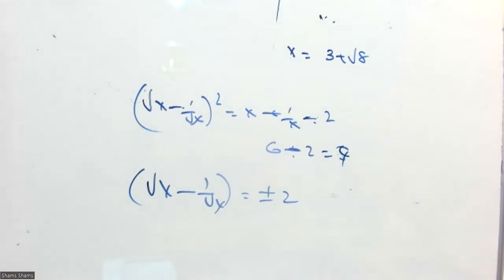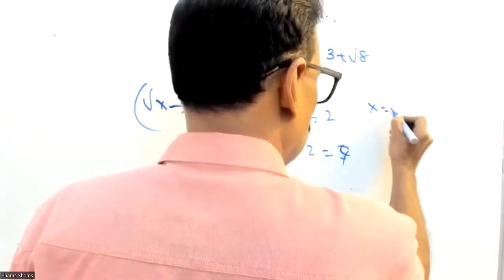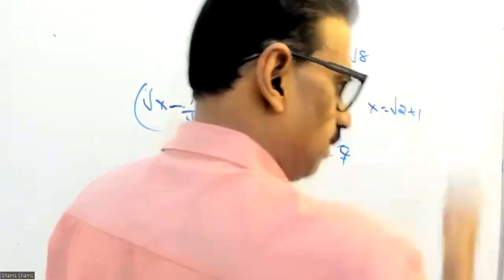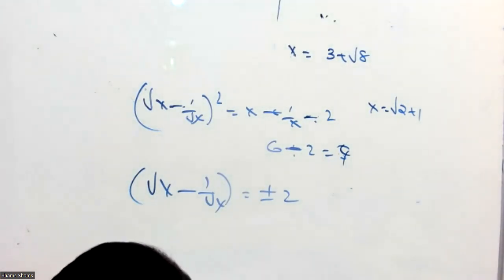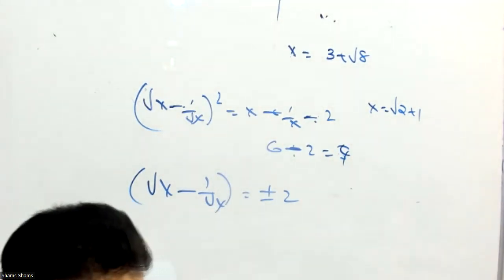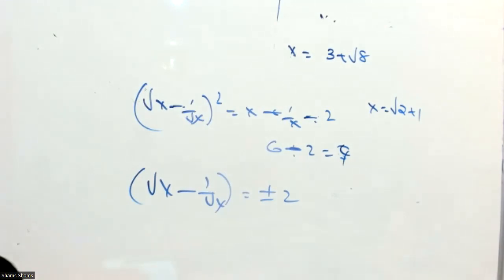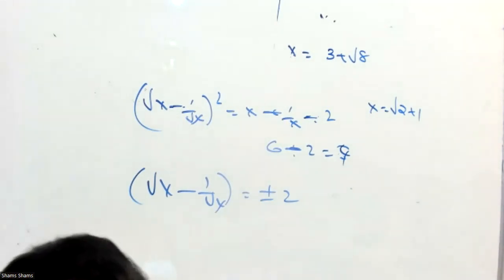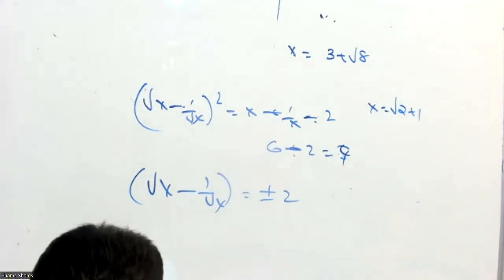X equal to root 2 plus 1. X equal to root 2 plus 1 and all 5. In between, you'll get the break. Okay. X equal to root 2 plus 1. Okay. Right.